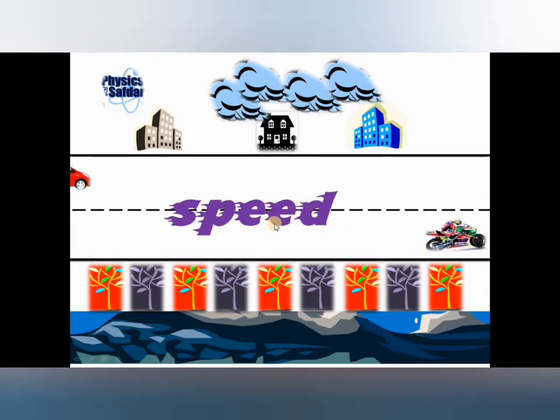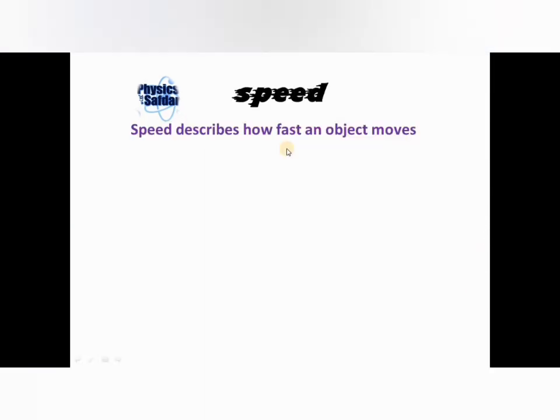Speed actually describes how fast an object is moving. If an object moves faster, it covers more distance in a shorter time. Keep watching the next slides. Speed is the property of moving objects only, and speed describes how fast an object is moving. And when objects move, then what happens?